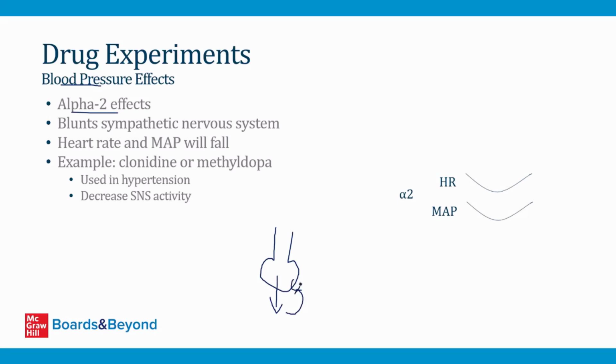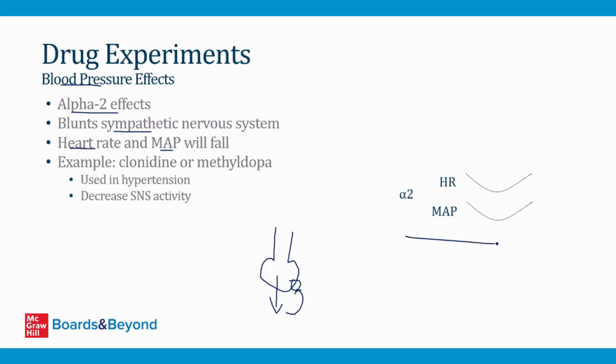So if you activate these receptors, basically you trick the neuron into thinking that there's too much norepinephrine being released, and so it will shut down its release of norepinephrine. So the way I think of alpha 2 activating drugs is they basically shut down or blunt the sympathetic nervous system overall. So as a result, you get less output of the sympathetic nervous system, and therefore the heart rate goes down and the mean arterial pressure falls. All of this because of just generally less sympathetic output.